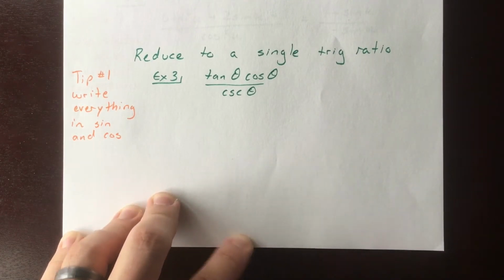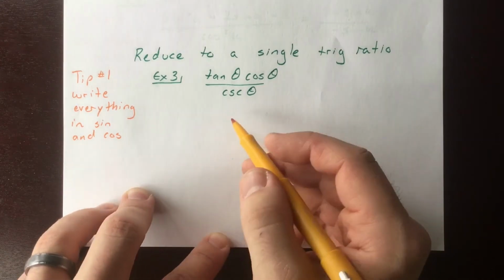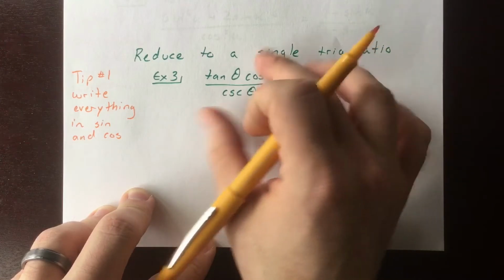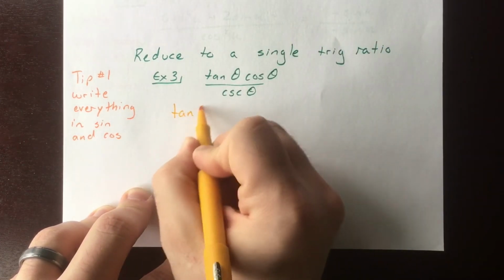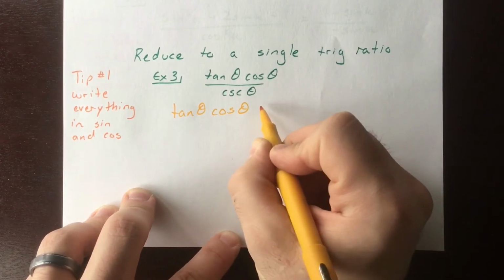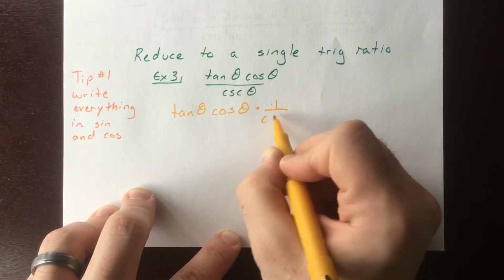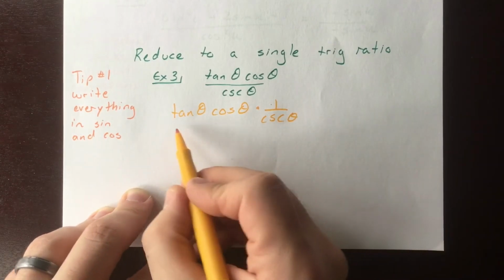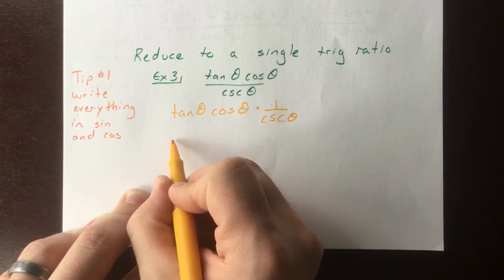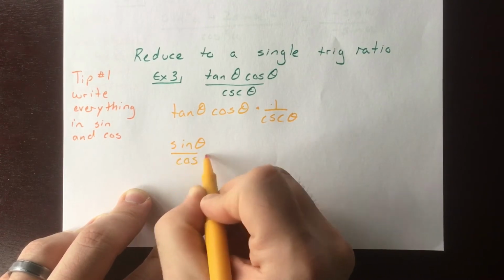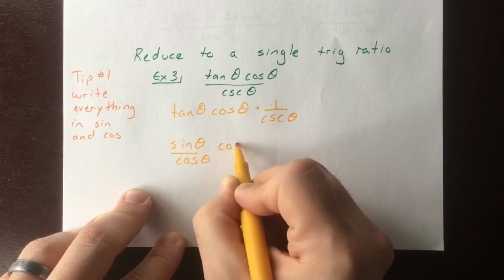So in this, the first thing I'm going to do is get rid of this fraction appearance. So tangent of theta, cosine theta, multiplied by 1 over cosecant theta. Okay, so, all right, it gives us sine theta over cosine theta, multiplied by cosine theta.